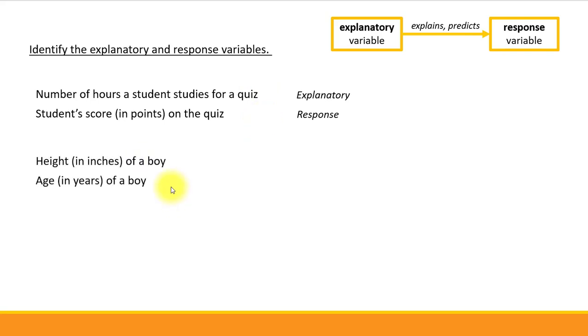For the second example, the variables are the height in inches of a boy and the age in years of a boy. So let's think, does the height explain the age, or would the age of a boy explain or predict the height? That's the second one, right? Age of a boy is the explanatory variable, and height of a boy is the response variable.